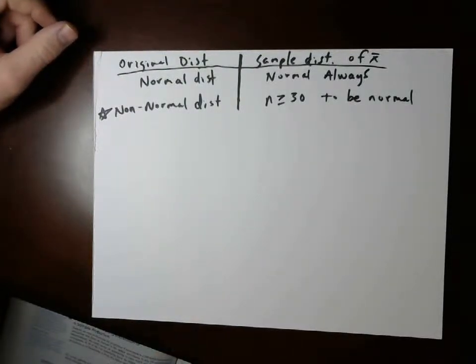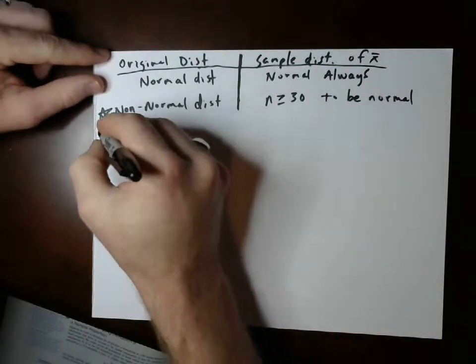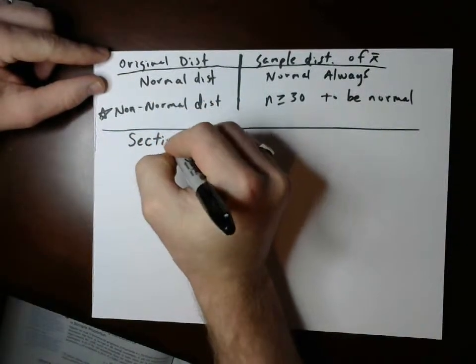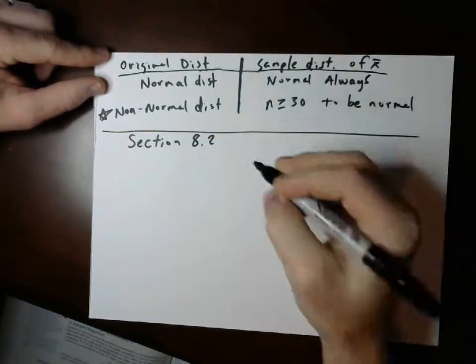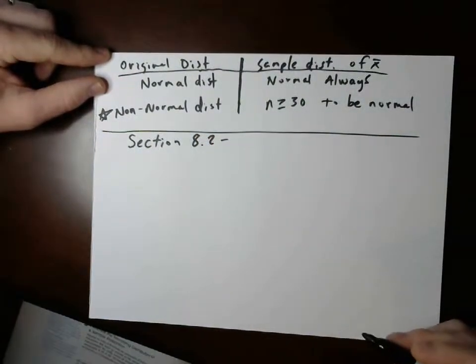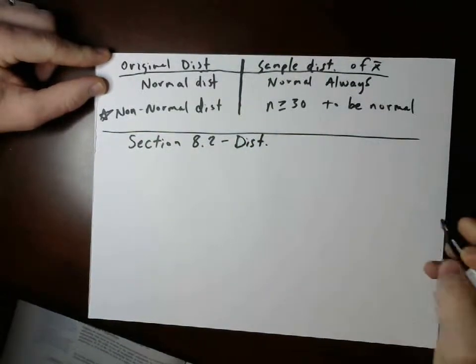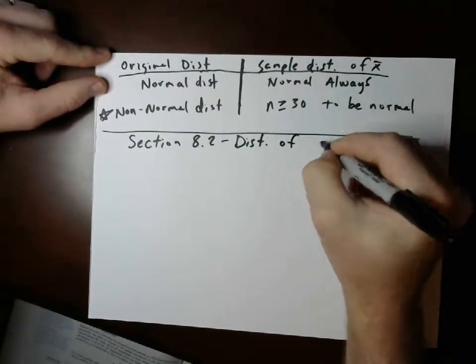So let's go ahead and go into section 8.2. That was just a review of section 8.1. So section 8.2 is the distribution of a sample proportion.